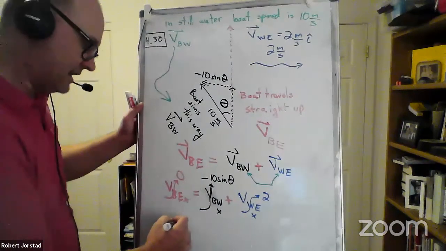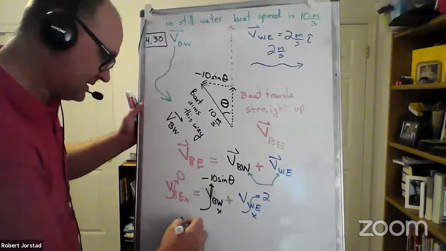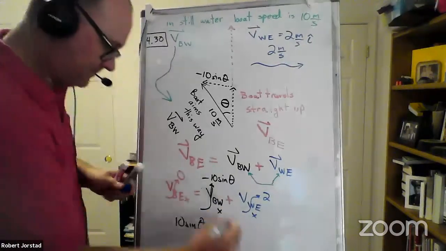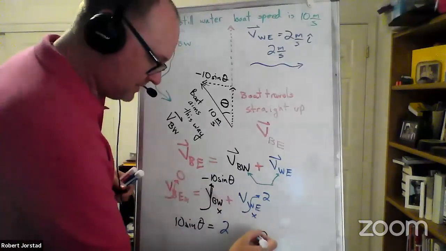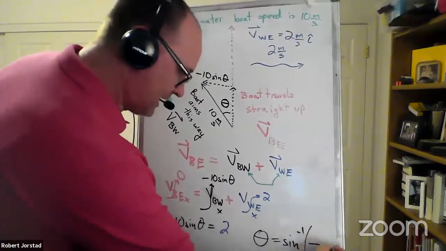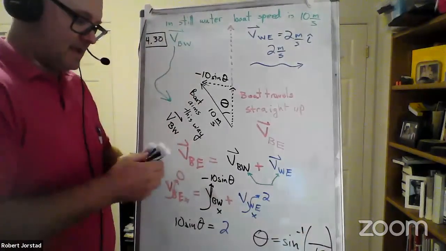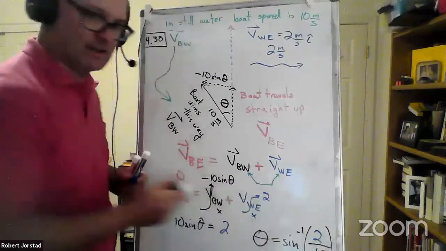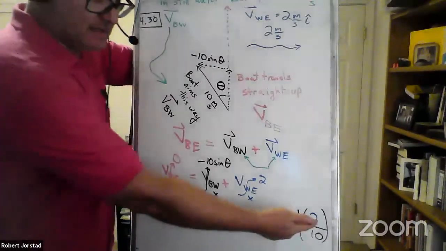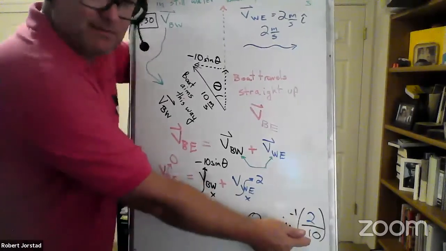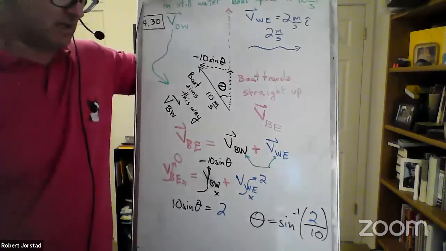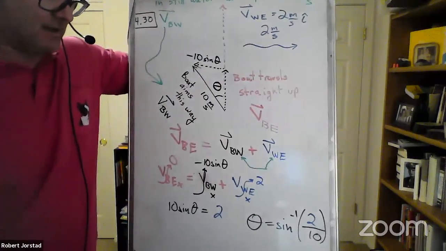And from there, notice we could rearrange this and you get exactly the same result. 10 sine theta equals 2. And theta equals sine inverse of 2/10. Now, I was sloppy with the units here, but do notice this. Whoops, sorry. Do notice that this is 2 meters per second, 10 meters per second. And so the meters per second end up canceling out in this special case. So I wasn't trying to hide anything there.